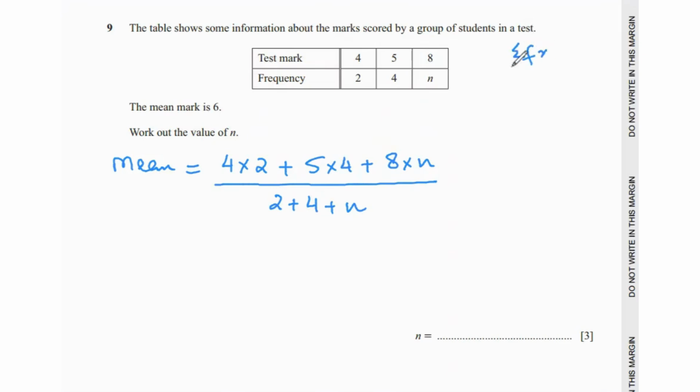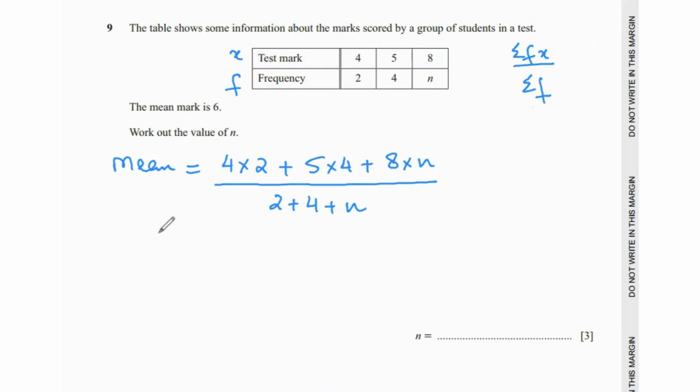Sigma fx over sigma f. Sigma means sum. So sum of f times x divided by sum of f. This is x, this is f. So either you can remember it through this formula or just remember that you times the two things, add it up, and then divide it by the total frequency.